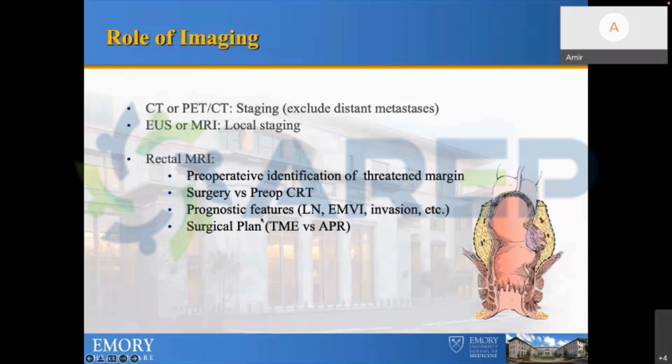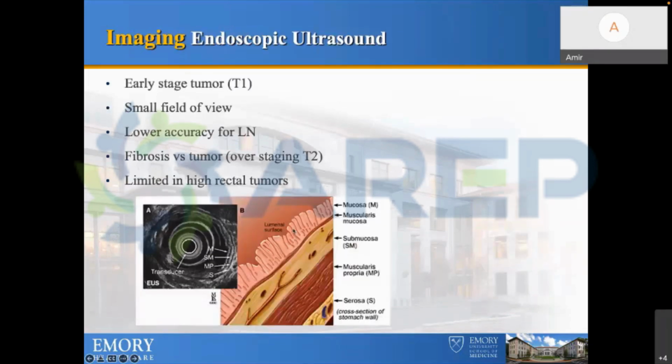And then, by the information you provide on MRI, the surgeon will decide if they're going to proceed with total mesorectal excision or low anterior resection, or if they need to extend it to the APR, abdominoperineal resection, and if the sphincteric mechanism was involved and they need to spare that.